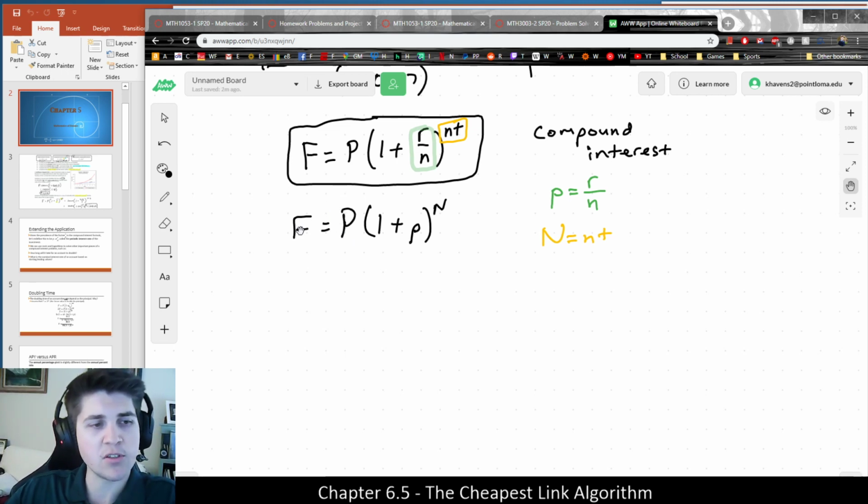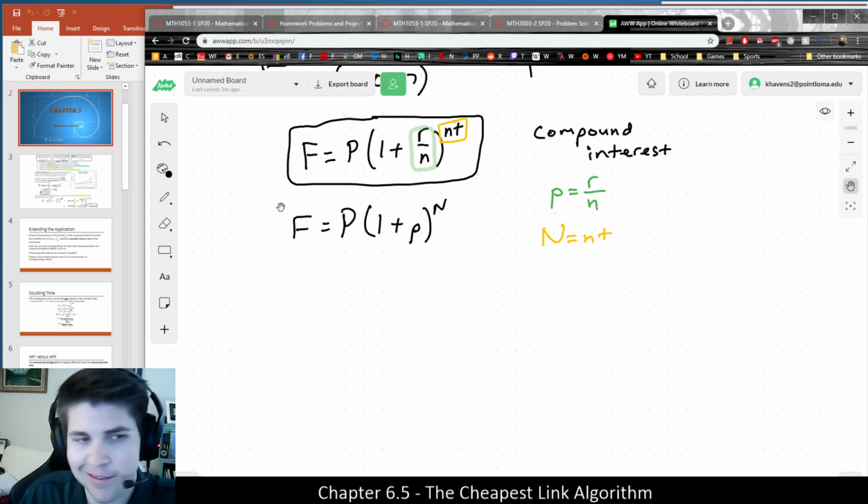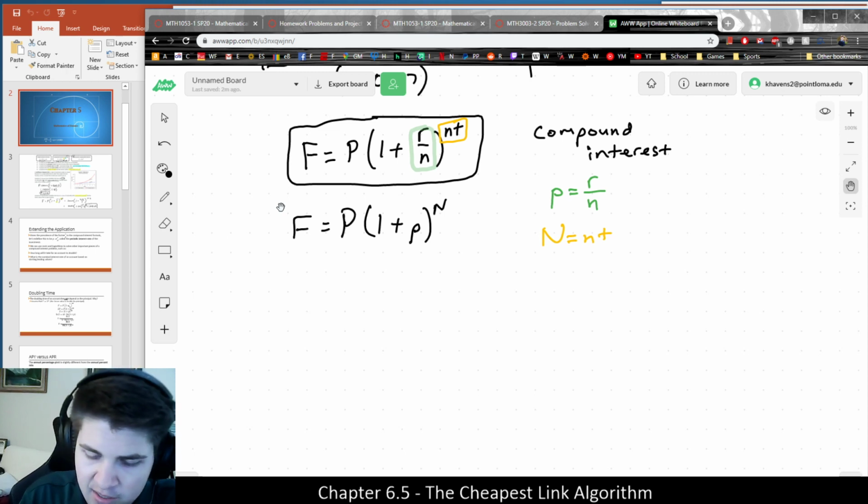But let's say my goal was to have, say, $1,000 at the end of 5 years, and I want to know how much I need to invest in that account to get there. That's exactly the idea of present value. It's like, what's the present value of that future goal? And to solve for present value, we did this on Thursday before break as well, but it's been a long time. So it's basically just to solve for p.